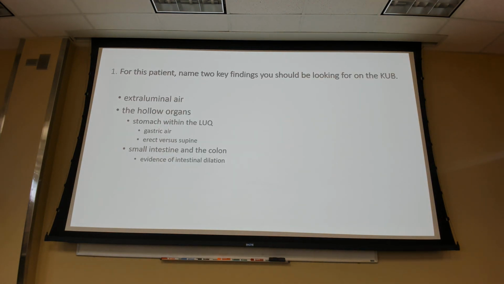All right. So here are some of the findings we're going to see on the KUB, depending on what sort of pathology they have. But what would we expect post-op in a patient like that? What's very common? A post-op ileus, yeah, good. What causes that? Yeah, disruption of your normal neurohumoral response.